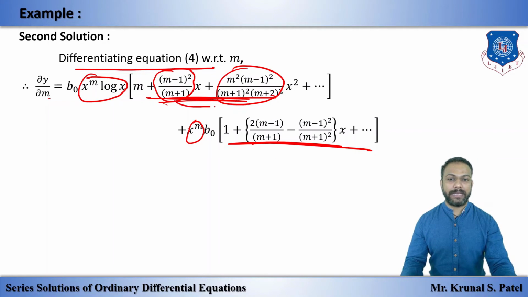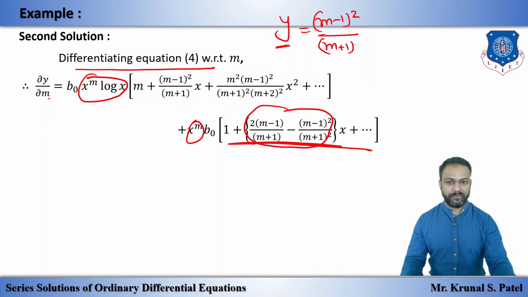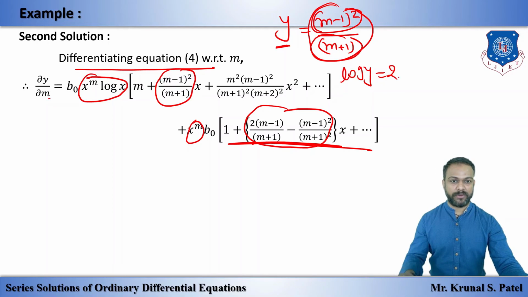So how do I differentiate this in this form? For that, consider y equal to (m minus 1) whole square upon m plus 1. I'm just giving you a shortcut method. We have this y, and now we want to differentiate it with respect to m. For that, I have taken log on both sides. So log y is equal to log of this minus log of that, and in the log we can take 2 in front. So 2 log (m minus 1) minus log (m plus 1).